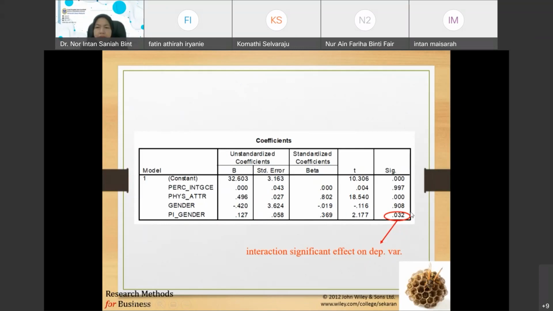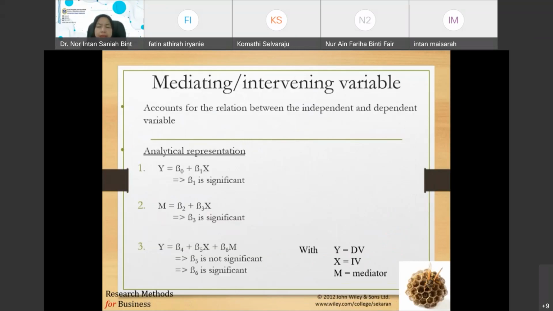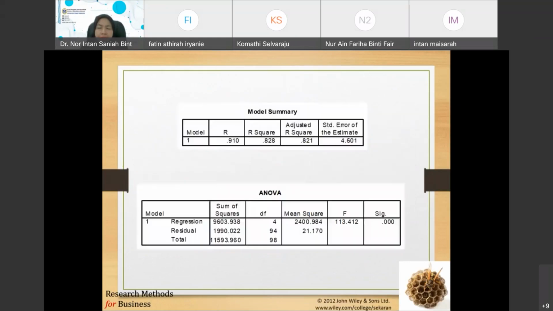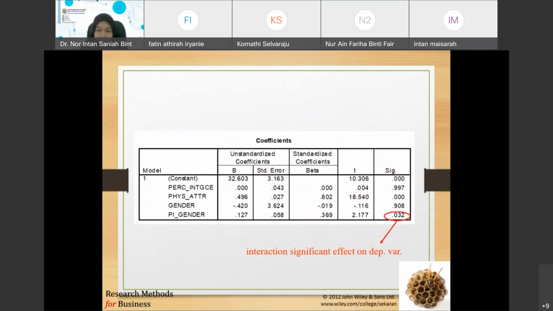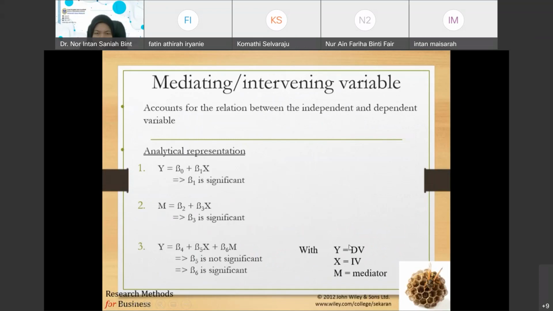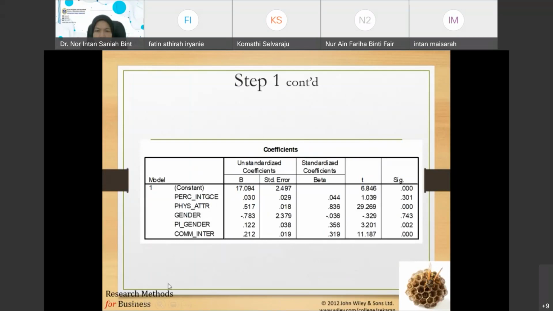Okay, ada lagi. Community ini untuk mediating pula. Nanti just now here is moderator, gender. If we have mediating, specific here, let's say ni. Okay, so how the result will arise. Okay, this one, comparative. Okay, so significant effect on the dependent variable.